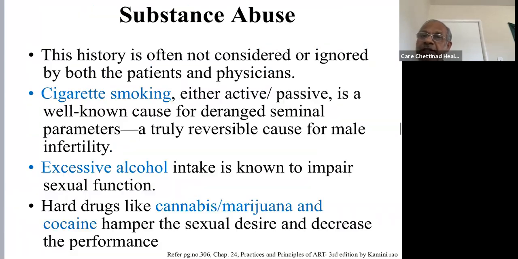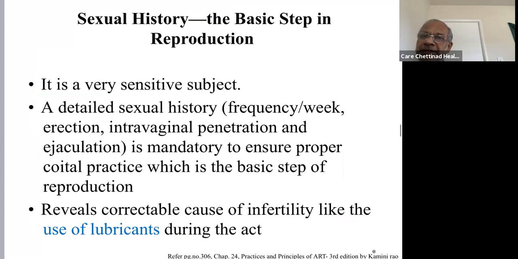Again, people are now addicted to a lot of drugs, cigarette smoking, alcohol. All of them can lead to impaired sperm parameters. Alcohol, on the other hand, and cannabis and marijuana can produce impaired sexual desire and performance. It is also important to ask a sexual history. If sometimes you feel delicate, it's important. Never miss this point because a detailed sexual history gives you a clear clue.